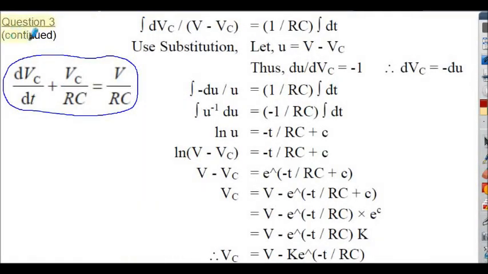Question 3 part A solution continued, and I'll let you review this part of the solution at your own pace. Here's the final answer, what we were asked to prove.